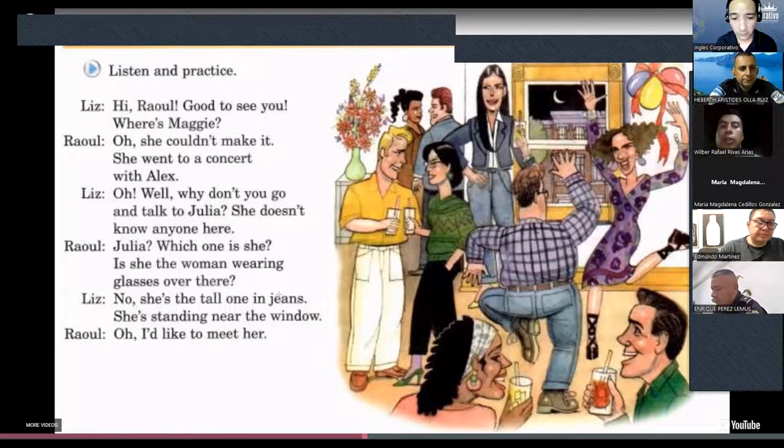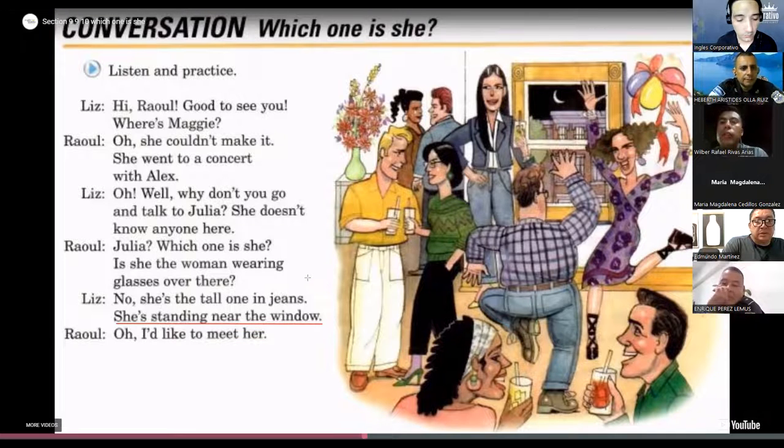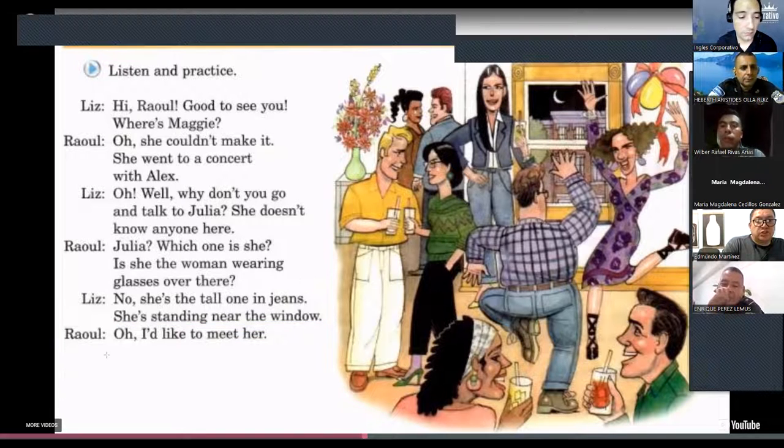No, she's the tall one in jeans. She's standing near the window. Oh, I'd like to meet her. Good job. Okay. Good job.